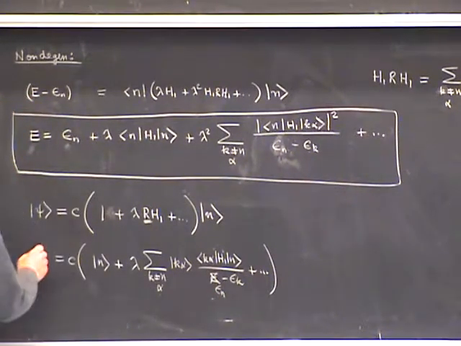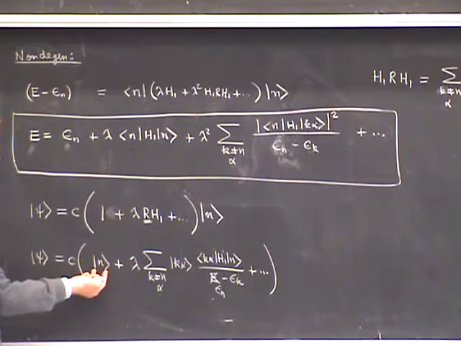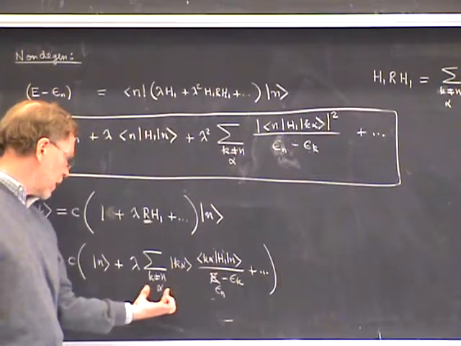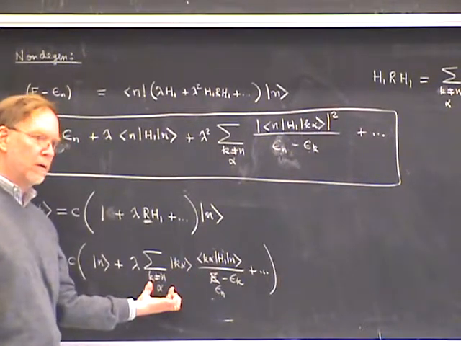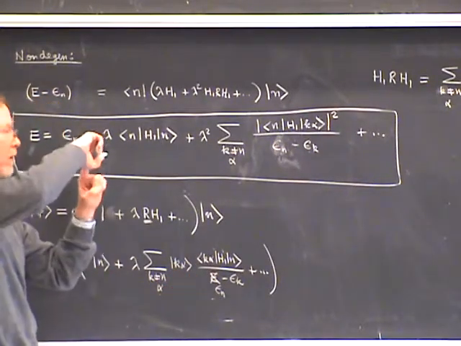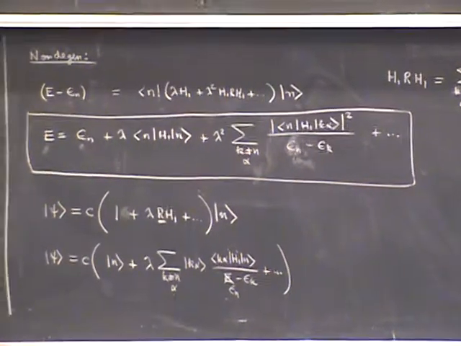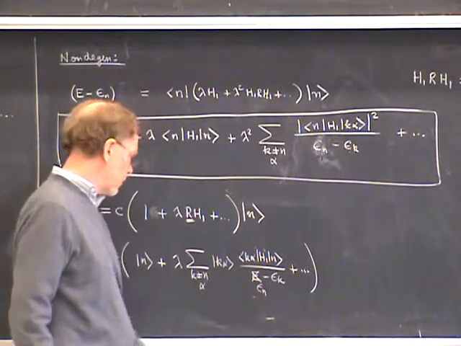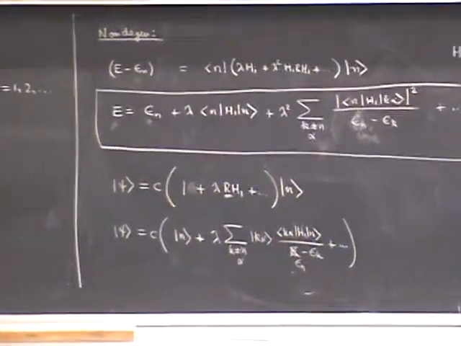So notice that the exact wave function here is given explicitly as the unperturbed eigenfunction in N, and then the corrections are all in the orthogonal direction because the sum excludes the case K equals N. So you can think of a vector with a small correction. This is the P psi, that's the Q psi term. That's what it is. All right.